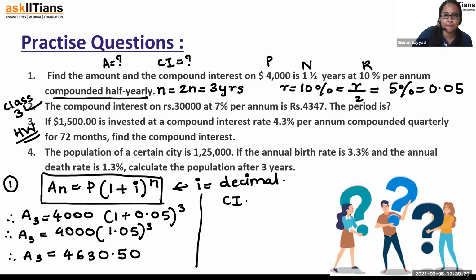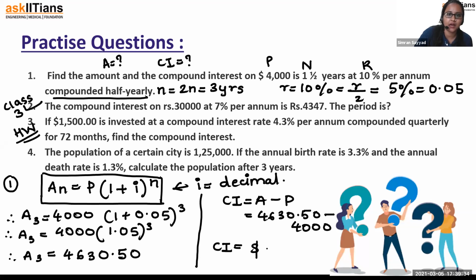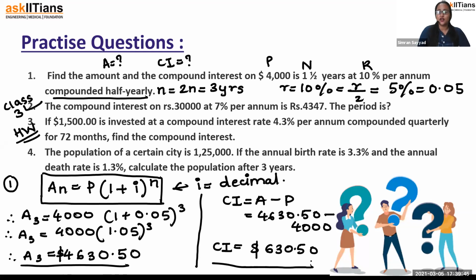Now, if you want to get the compound interest, it is amount minus principal. So 4630.50 minus 4,000. So compound interest is nothing but $630.50. So the amount is this and the compound interest is this. Instead of going with the lengthy approach with the ratio part, you can go with the decimal part. Understood? So this also we completed. This we have already completed. This I've given you for homework.